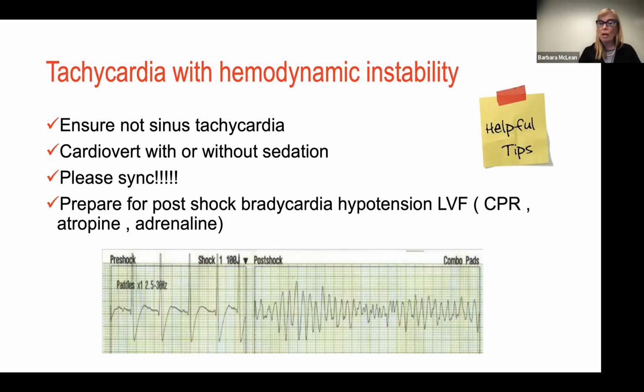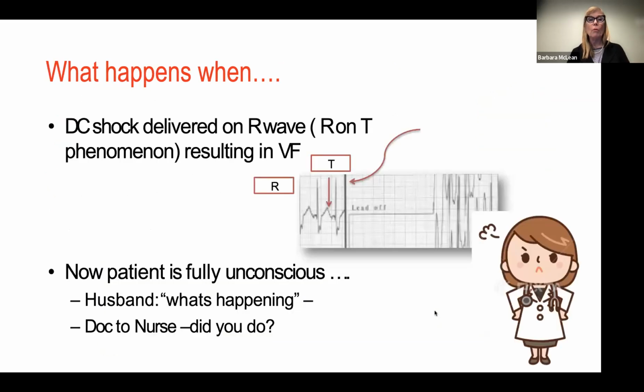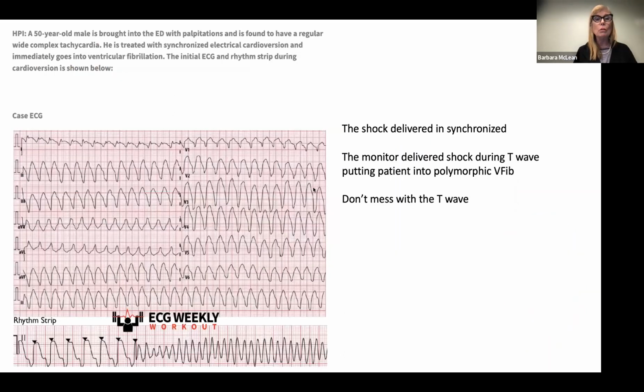And that, of course, is our biggest worry about shocking on the unstable time of the ventricle, and that would be the T wave. So what happens when a DC shock is delivered on the T wave, not on the R wave? That's the R-on-T phenomenon, and that's what happened right here. I'm sorry, that's my handwriting. So we deliver that shock during that period of time. This patient now has completely lost consciousness and the patient is in V-fib. And of course, the doc is going to say to the nurse, what did you do?